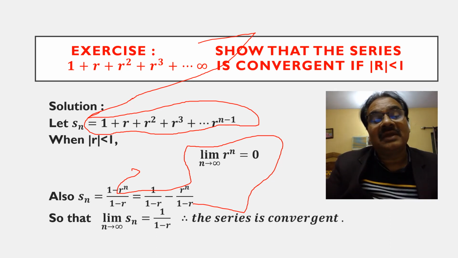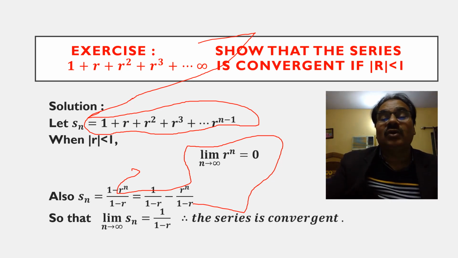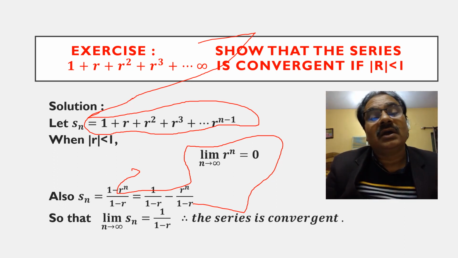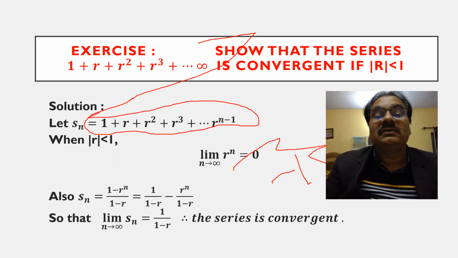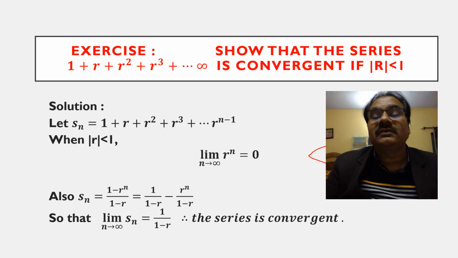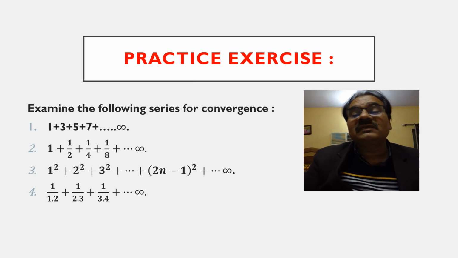Next you get the limit as n tends to infinity of Sn, and of course only the first term remains, 1 divided by 1 minus r. Therefore the series is convergent, because the modulus of r is less than 1, which means r lies between -1 and 1. So in this series r already lies between -1 and 1, as given in the problem, and you may say that this series is convergent. Now this is for your practice.